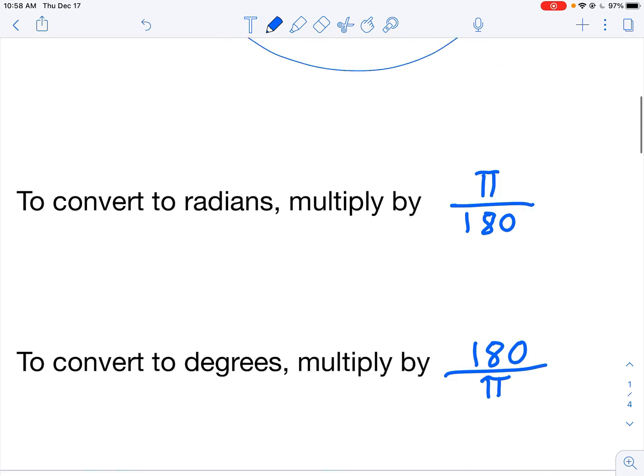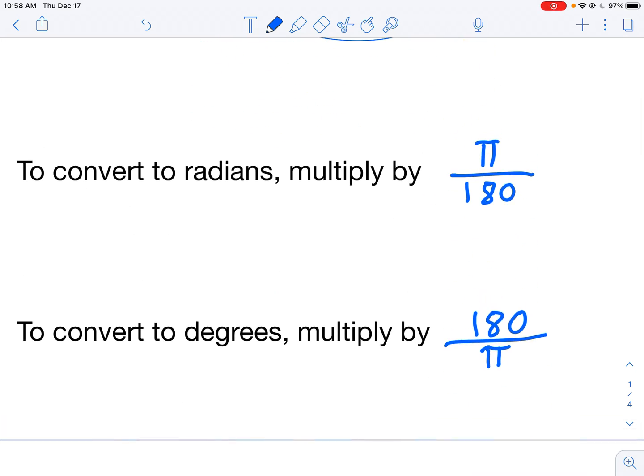And so, if you want to convert between these two kinds of angle measurements, here are your little formulas. This is what you times by. So if you want to convert, say, 60 degrees into radians, you're going to times by pi over 180. And that will tell you how many radians it is.